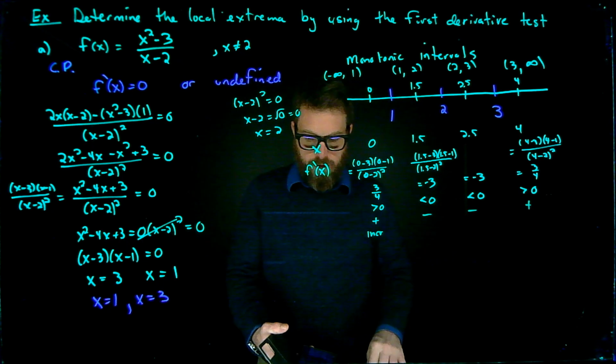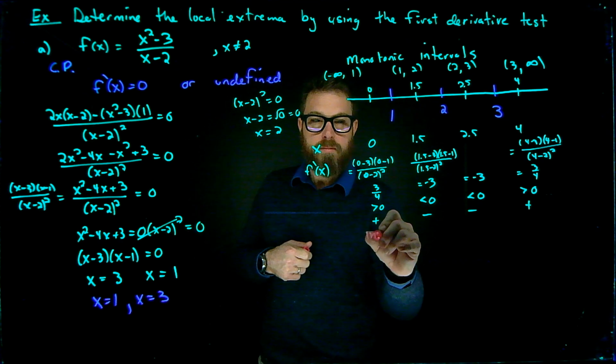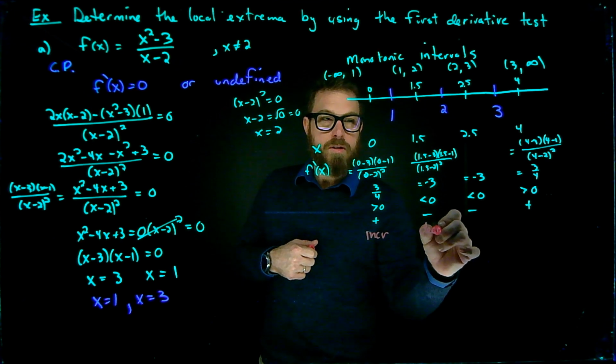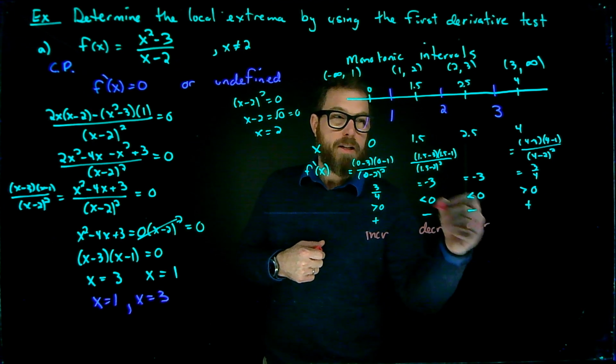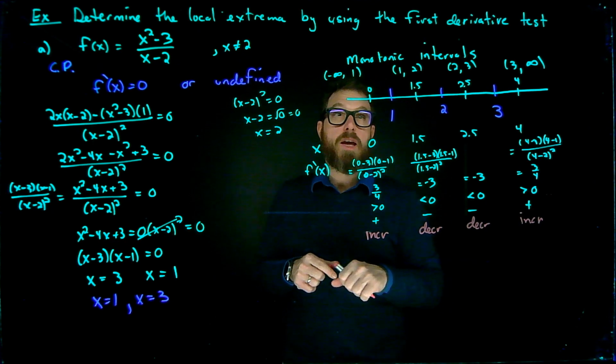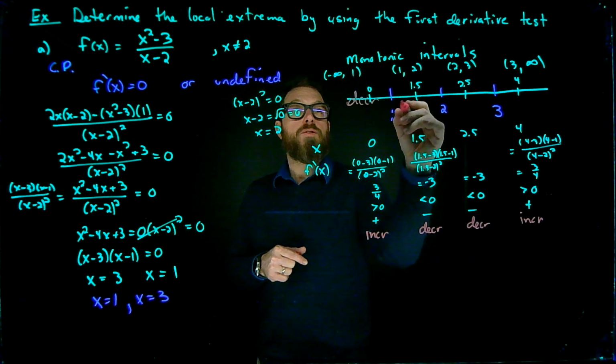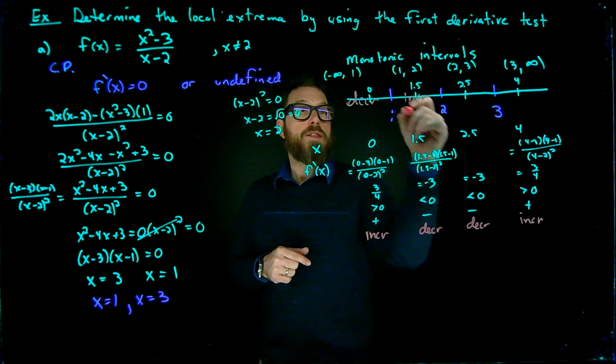Let's put these in different colors. So this is increasing. This is decreasing. This is decreasing. It did not change at the asymptote, and this is increasing. Remember, they sometimes can. So again, it decreases on this interval. It increases on this interval.